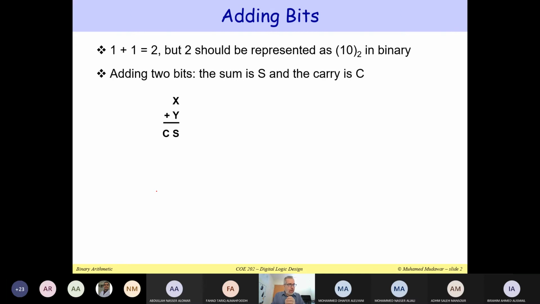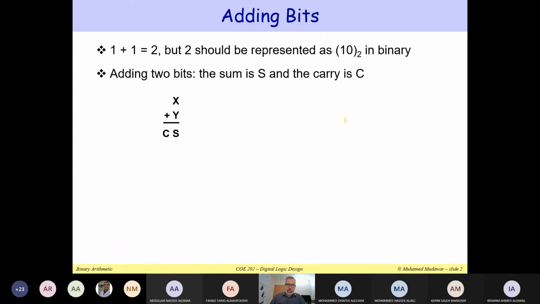So first, I'm going to show you how we can do addition in binary. I'll talk about subtraction. If I have time, I'll talk about multiplication today. Now, we know that 1 plus 1 is equal to 2 in decimal, but 2 cannot be represented in binary as a single digit. So therefore, we have to use 1, 0. So 1, 0 in binary is 2.